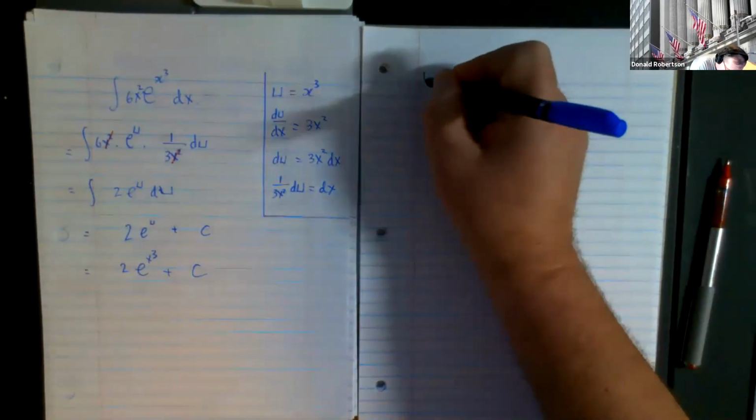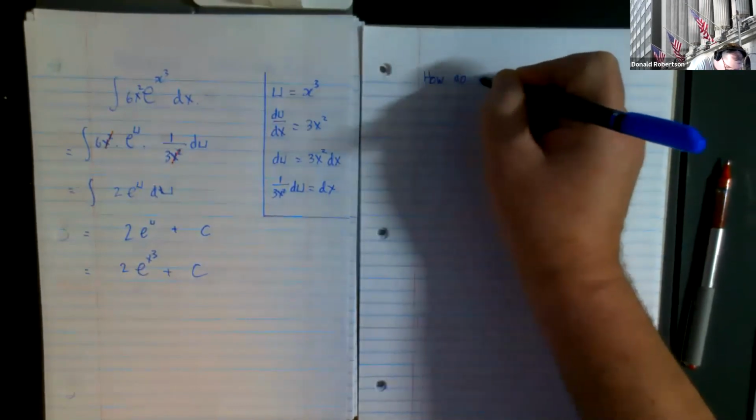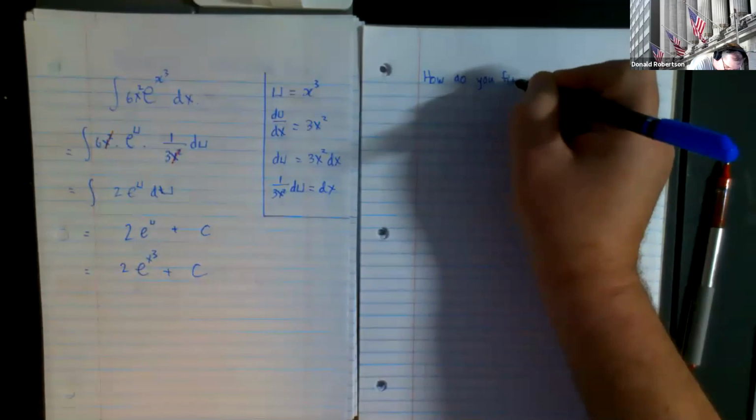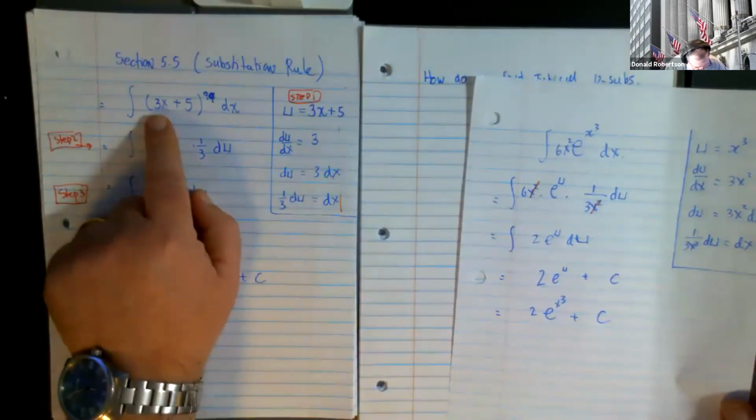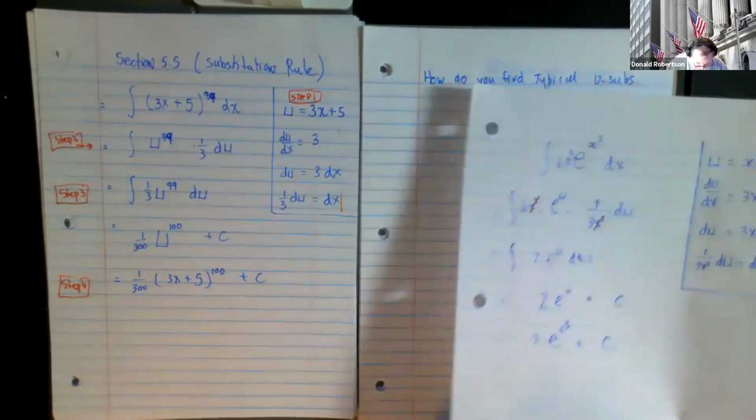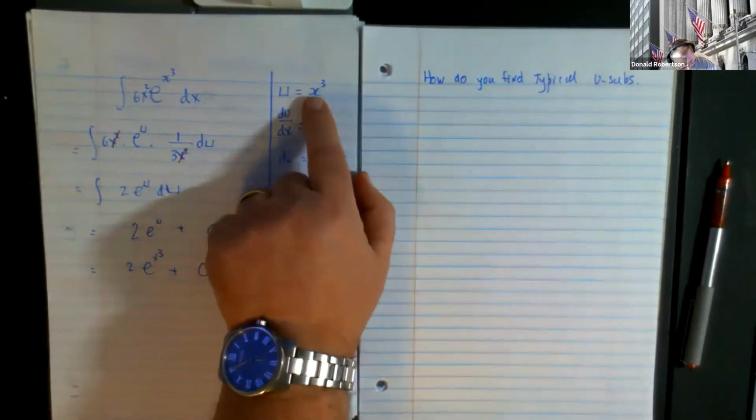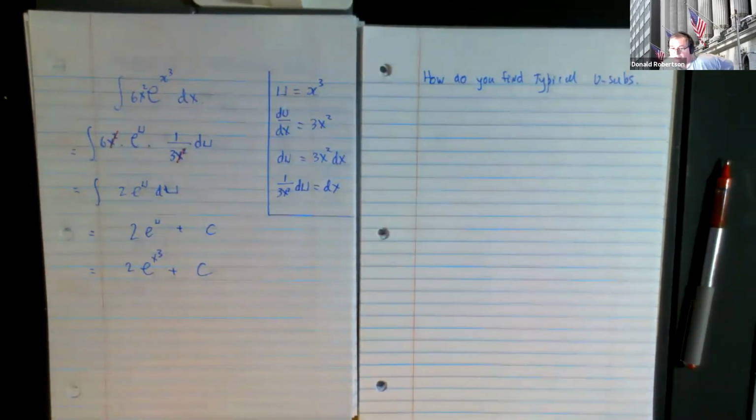So let's look at how you find typical u subs. I've only done 2, but in this case, the u sub was 3x plus 5. And in this second case, the u sub was x cubed. Okay. So what I'm going to do is show you tricks of the trade for identifying who a u sub would be. I'm not going to do the whole question. We're just going to look at what the u sub would be. And then later on, we'll come back and do some of these questions.